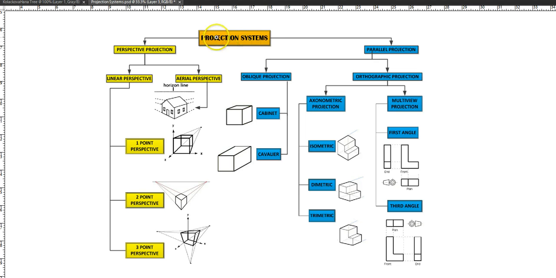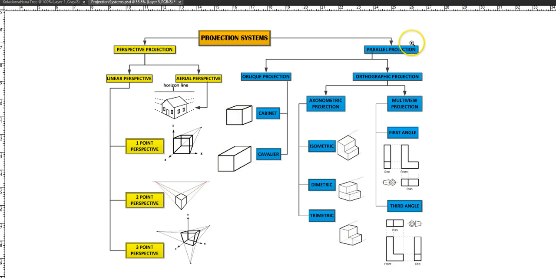So when we look up here, this is where it all starts, called projection systems, and it is split in two. One is called the perspective projection, and the other one is called the parallel projection. Throughout this whole class and the whole course, we will be covering all of these different projection systems that we see over here. We are going to look into perspective projection, the different types of perspective projections that we have, and when we go on the right, we are going to look into parallel projection, the different types of parallel projections we have on this side as well as this side, and even on this side.